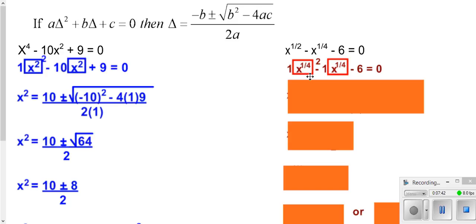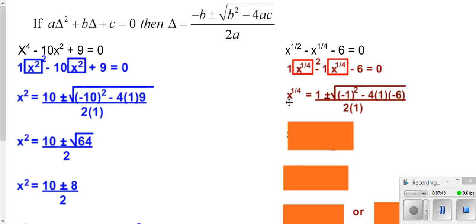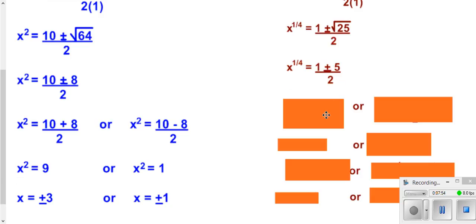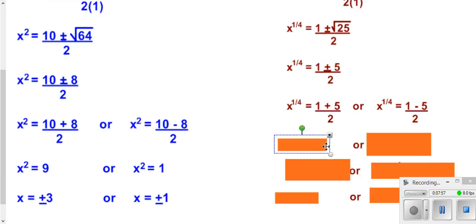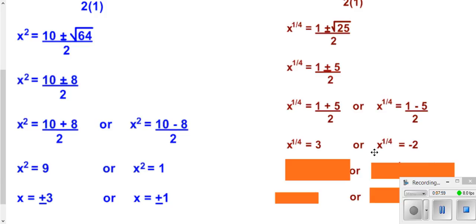What goes in your box, remember, is the smaller of the 2 exponents. So we could go ahead and use the quadratic formula. Remember to go x to the 1/4 equals, do your quadratic formula. Now we have x to the 1/4 is equal to 3, and x to the 1/4 is equal to negative 2. We have to undo that 1/4 power. 1/4 power, remember, is the 4th root. We have to undo the 4th root, so that means we have to raise both sides to the 4th power.